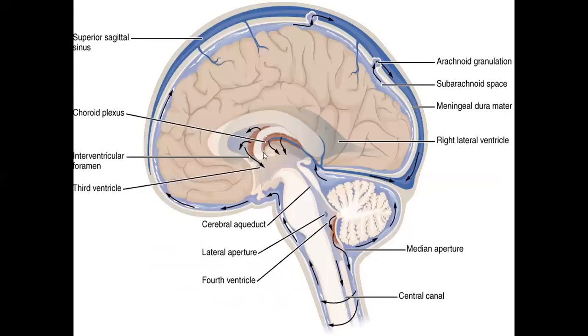So, how does the CSF start? These are the choroid plexus. They originate from the lateral ventricle and third ventricle, and the CSF passes through the cerebral aqueduct to the fourth ventricle. From the fourth ventricle it goes through the subarachnoid space to the arachnoid granulations, and there is the superior sagittal sinus. These are the various CSF flows.